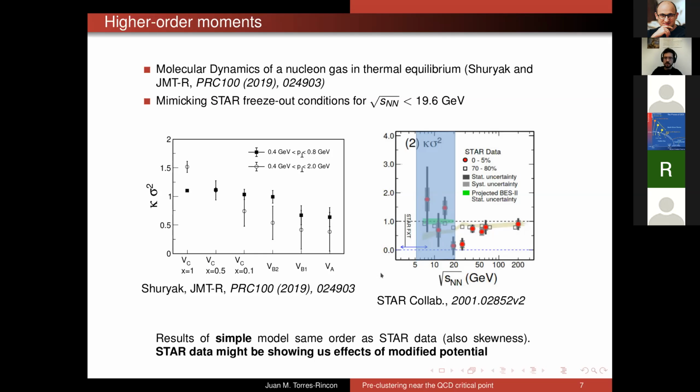So then, in this molecular dynamics, we take the same average number of protons in some given kinematic cut. We compute the kurtosis, the same kurtosis that is measured, as a function of the potential that we use.